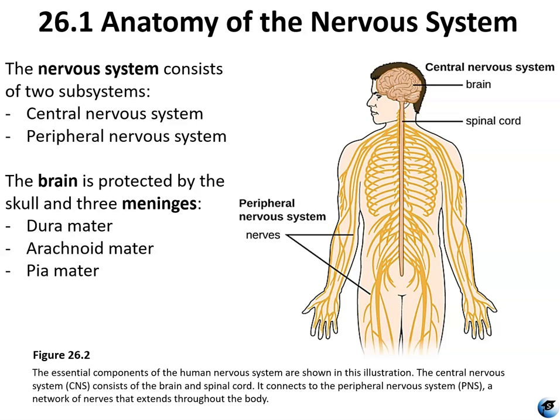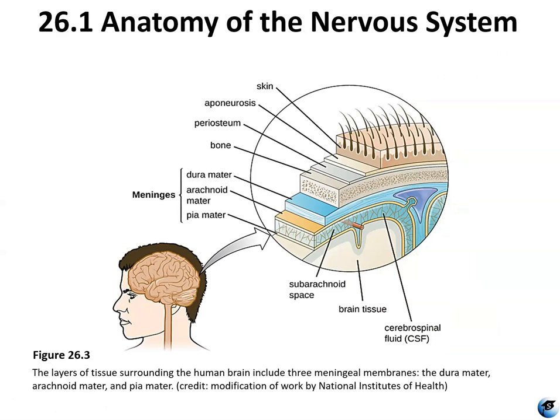So this is figure 26.2 showing the essential components of the human nervous system. This is the PNS and the CNS here. Figure 26.3 is showing the meninges, or the layers of tissue surrounding the human brain. So this is going to include the dura mater, the arachnoid mater, and the pia mater.